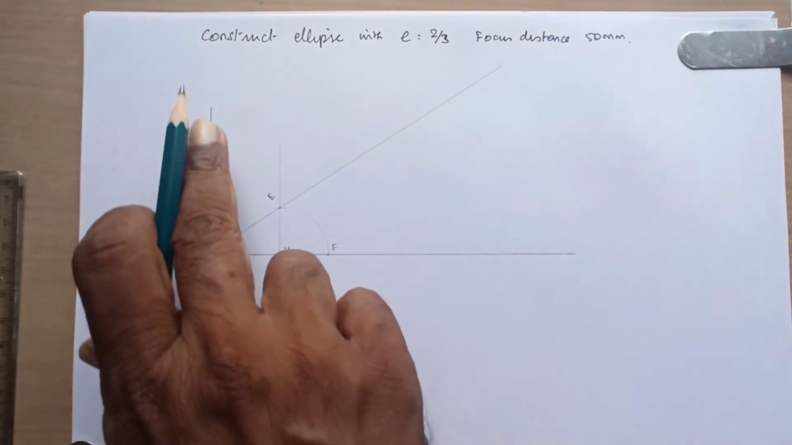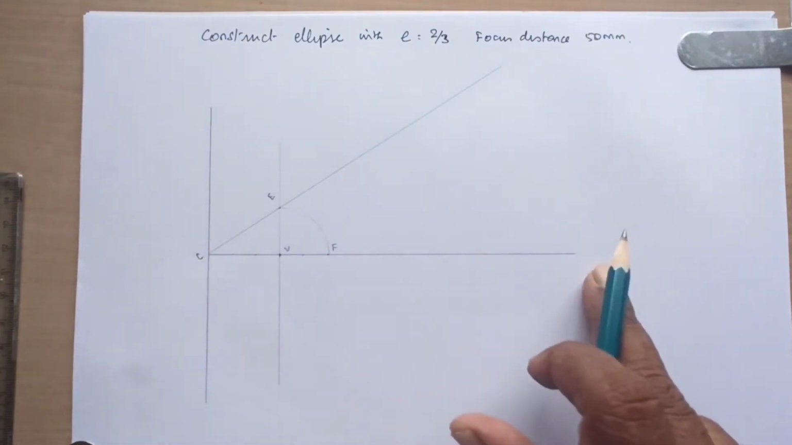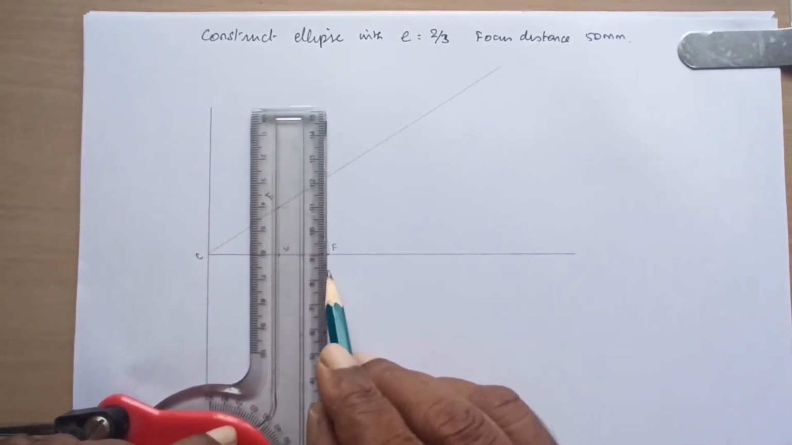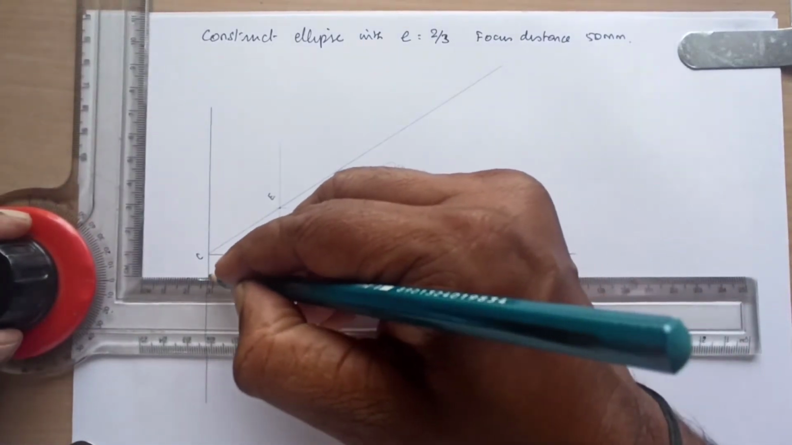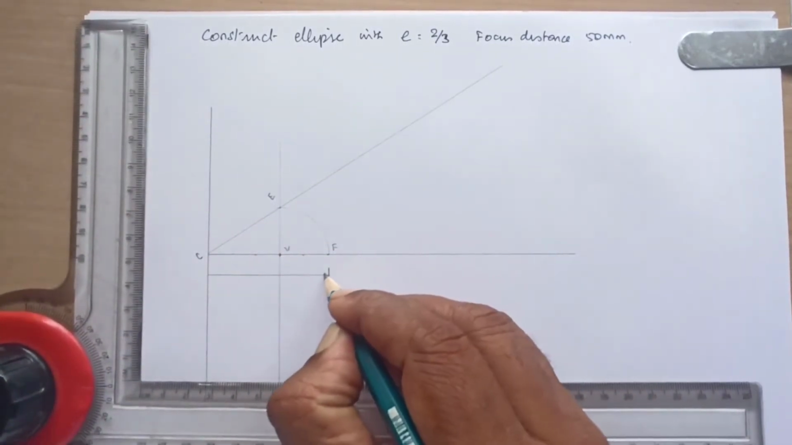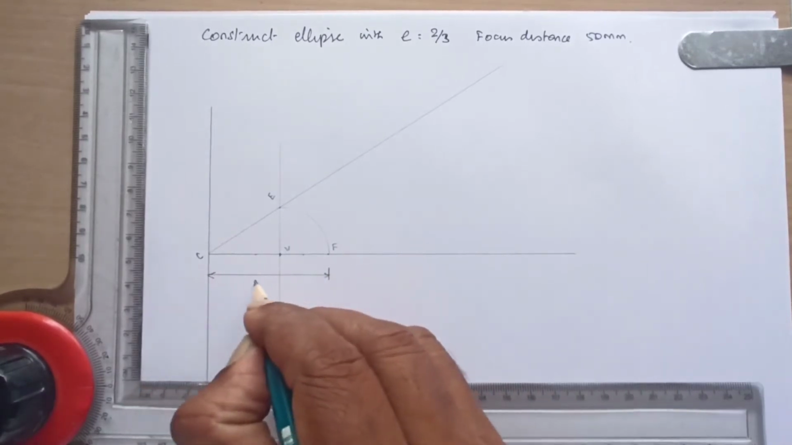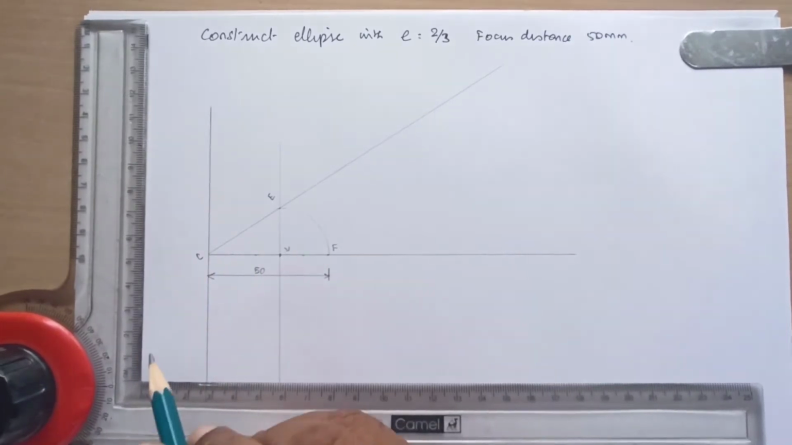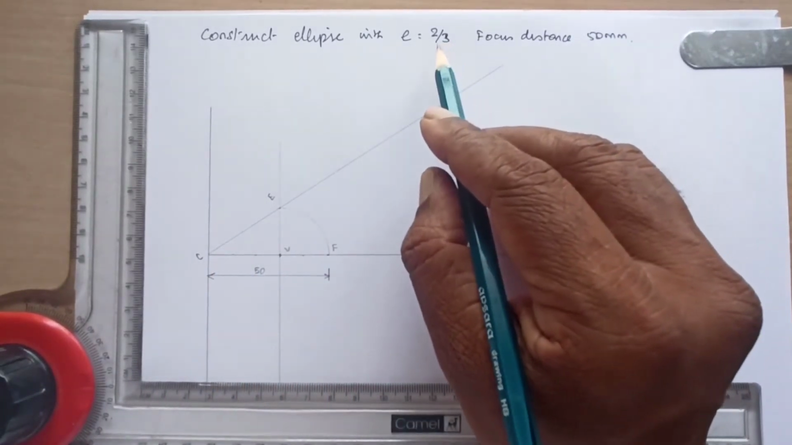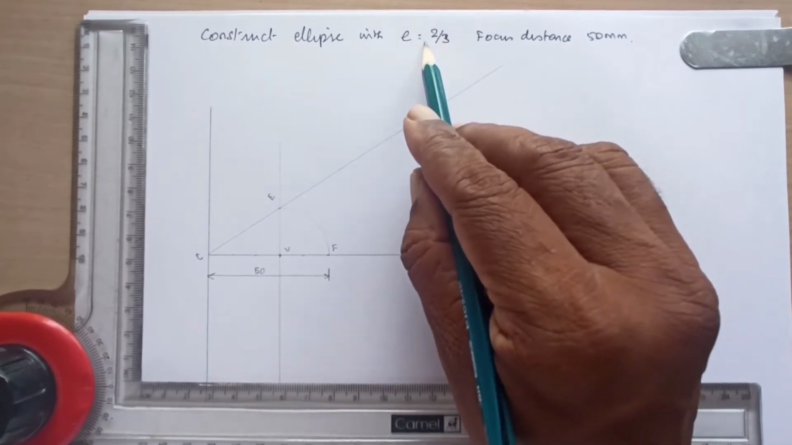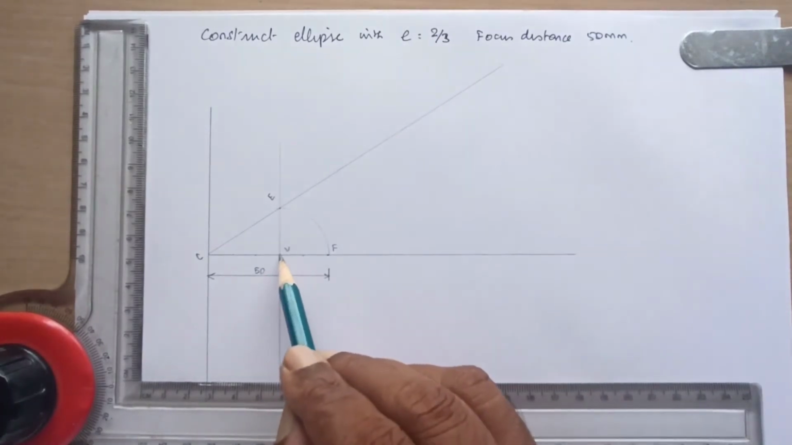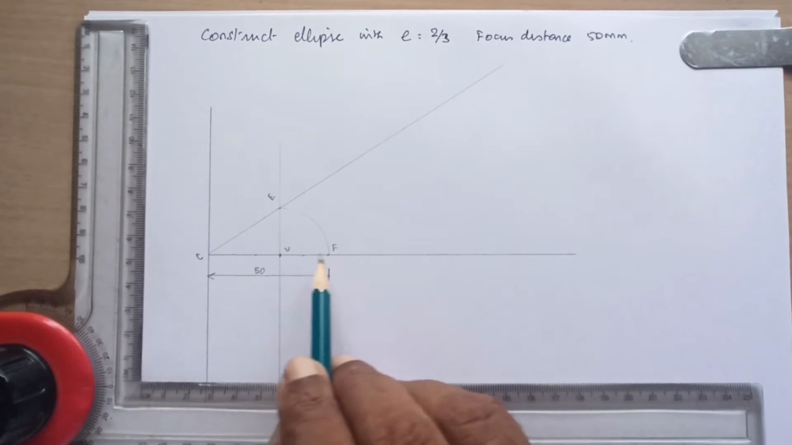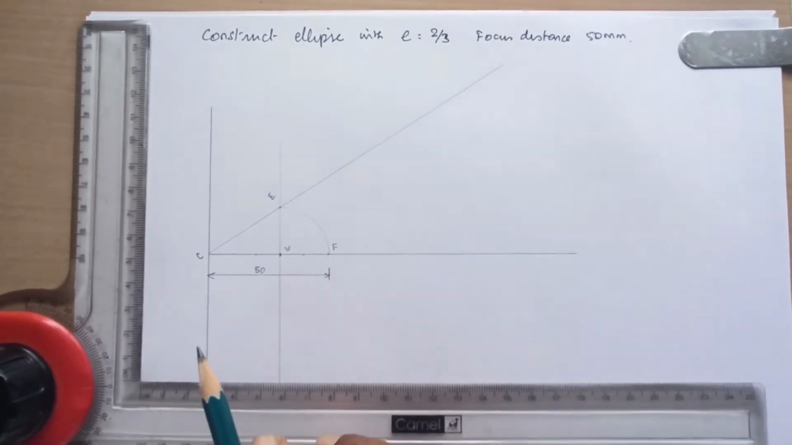I will just repeat. We have drawn the directrix and then the axis of the ellipse. Now we are marking this F at the distance of 50 mm from the directrix. This is 50 mm. Now we divide this focus distance CF into 5 equal parts, that is 2 plus 3, that means when the eccentricity is given as 2 by 3. Now we can mark the vertex so that this side is 2 centimeters, this side is 3 centimeters. That means we have got our 2 by 3 ratio maintained.